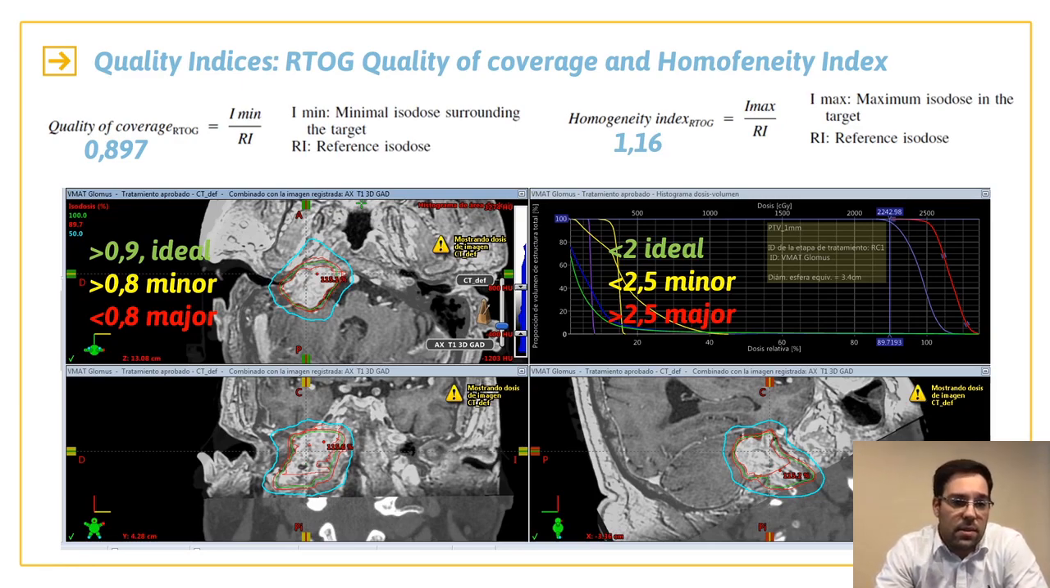In this case, if the index is above 0.9, it's an ideal situation, and if it is above 0.8, it's a minor failure in the protocol, and if it is below 0.8, it's a major one. And for the homogeneity index, below 2 is ideal, below 2.5 is minor, and above 2.5 is major.